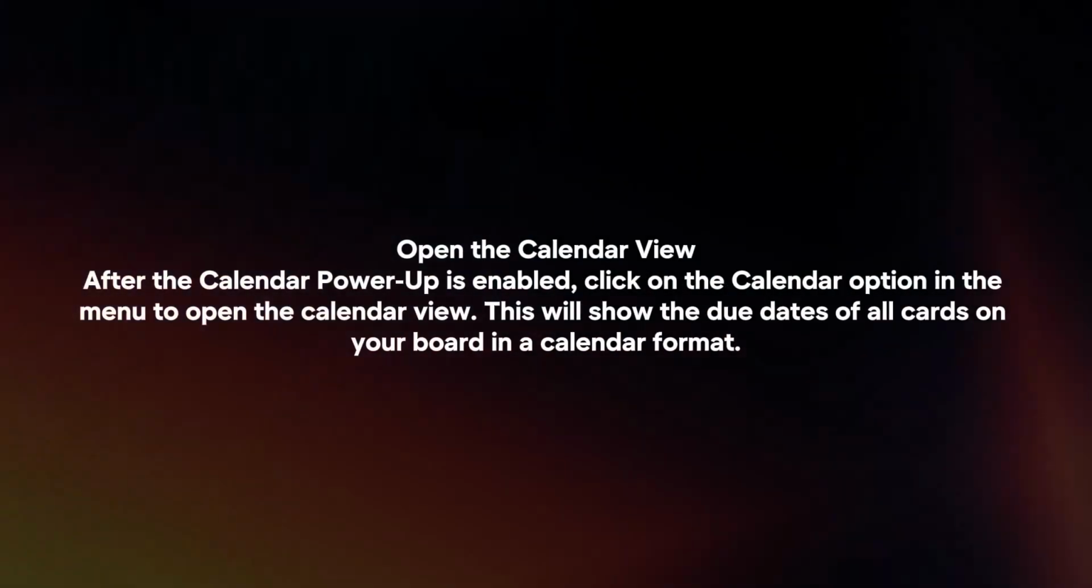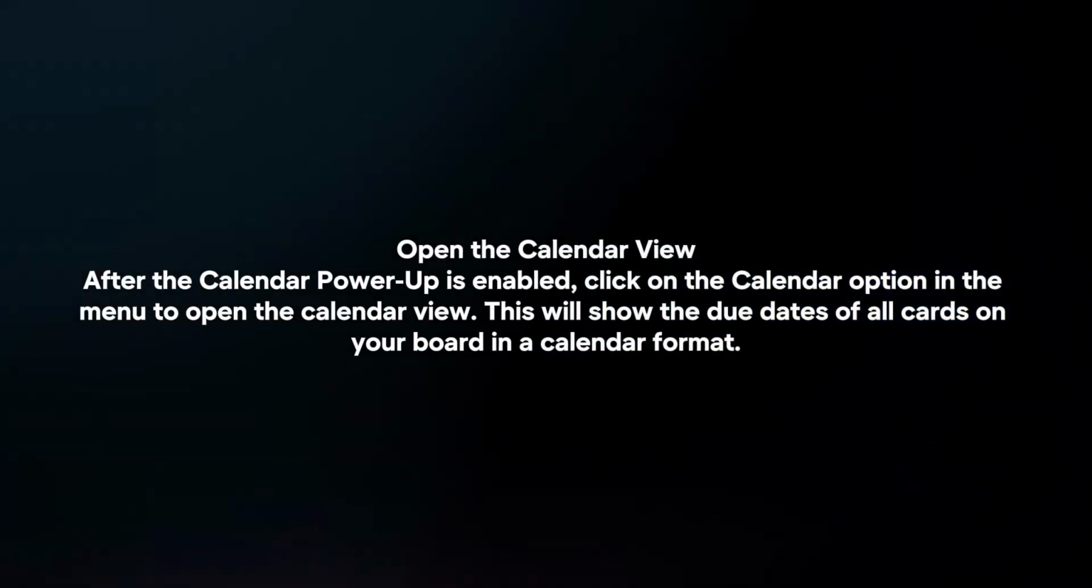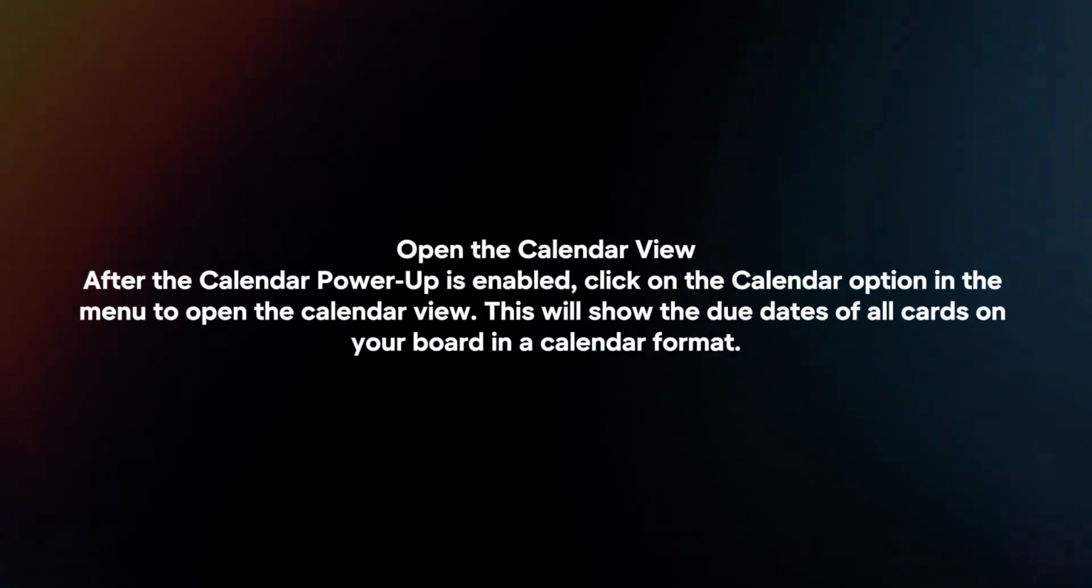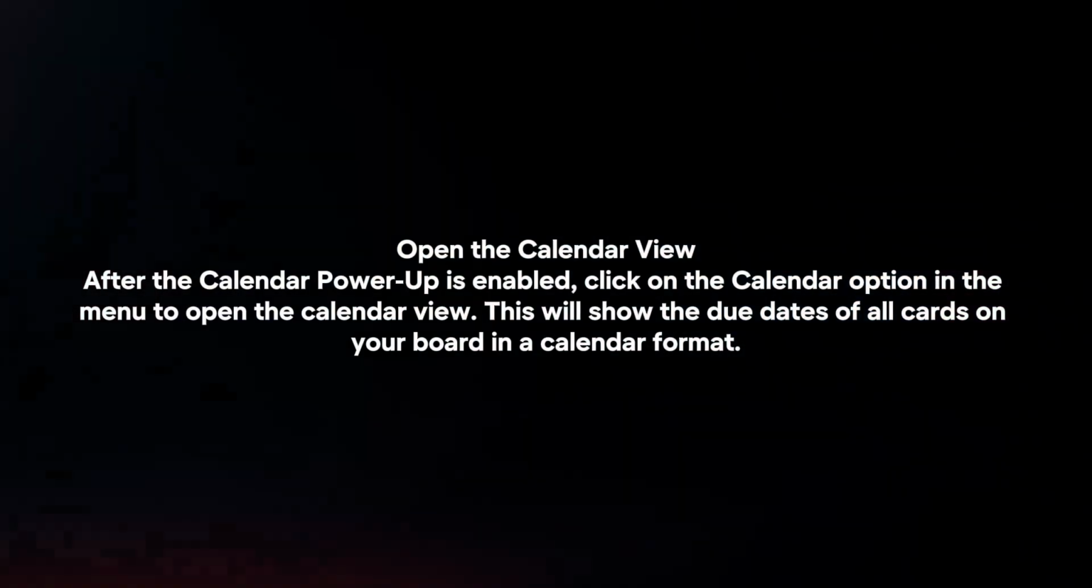Open the Calendar view. After the Calendar power-up is enabled, click on the Calendar option in the menu to open the Calendar view. This will show the due dates of all cards on your board in calendar format.